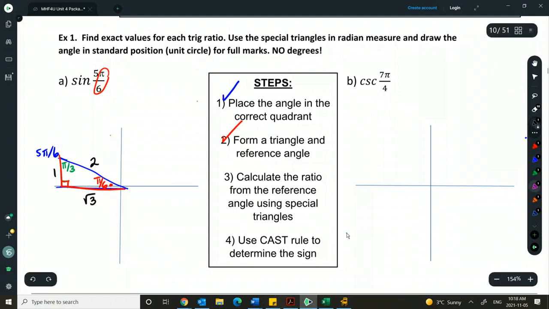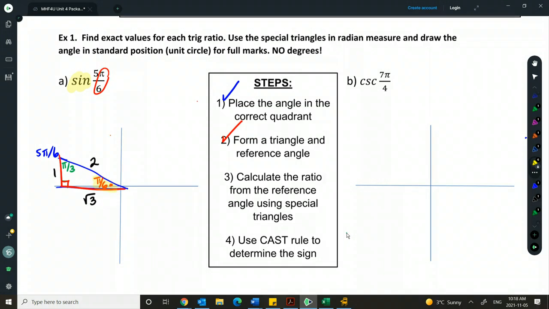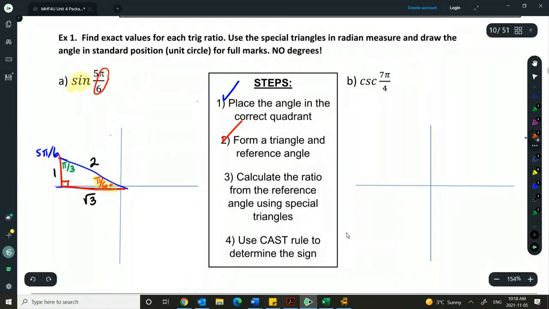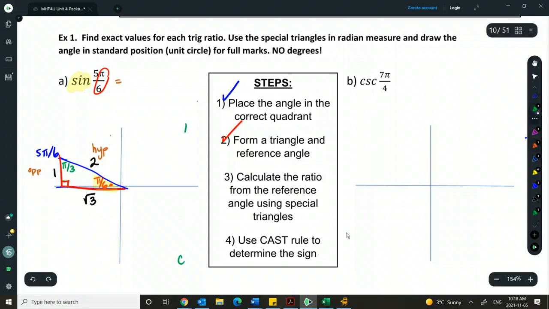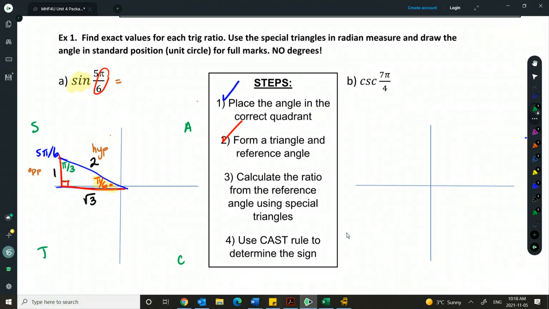I'm interested in sine. Based on this as my reference angle, pi over 6, I'm interested in opposite and hypotenuse. This is opposite. This is hypotenuse. So this should be equal to the sine of pi over 6, but I also have to use the cast rule to determine whether it's positive or negative. Remind me what the cast rule tells us. Who remembers this from last year? How does the cast rule help us?